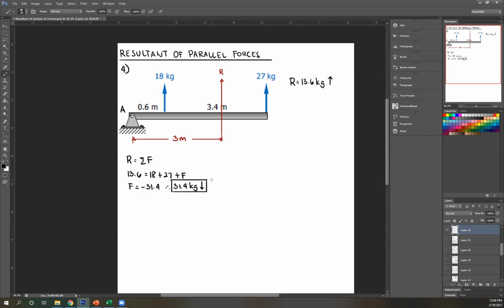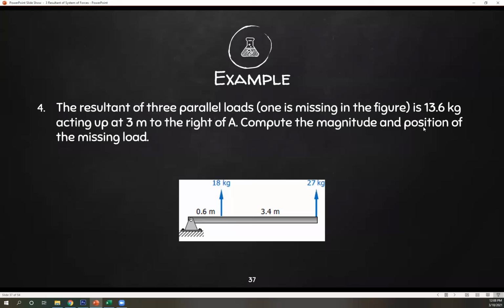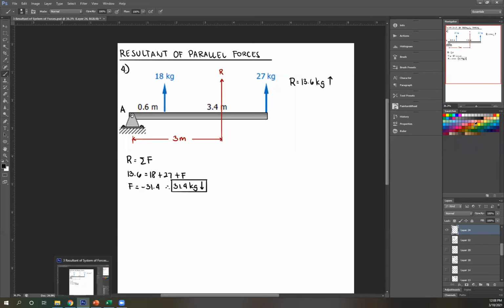Now we need to find the position of that force, which is the other thing we want to look for. We already know it's downward, so I'm going to guess it's somewhere here, to the right of A, and I'm going to put my force there. To get the position, you're now going to use a summation of moment. The summation of moment about A, recall, is just resultant times d. This is for all the individual forces.